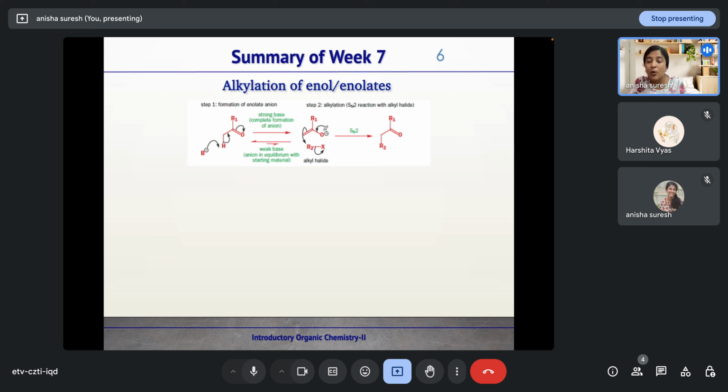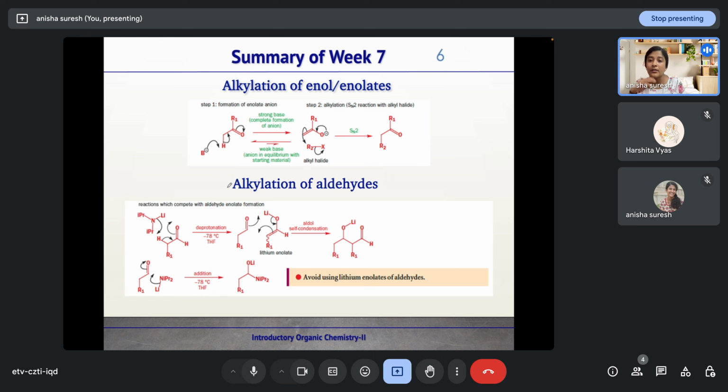Once this O minus falls, this carbon-carbon double bond will attack the alkyl halide in an SN2 fashion, leading to formation of the desired compound. So first formation of the enolate anion will take place, and second the alkylation reaction will take place by SN2 reaction with the alkyl halide. Now coming to alkylation of aldehydes.